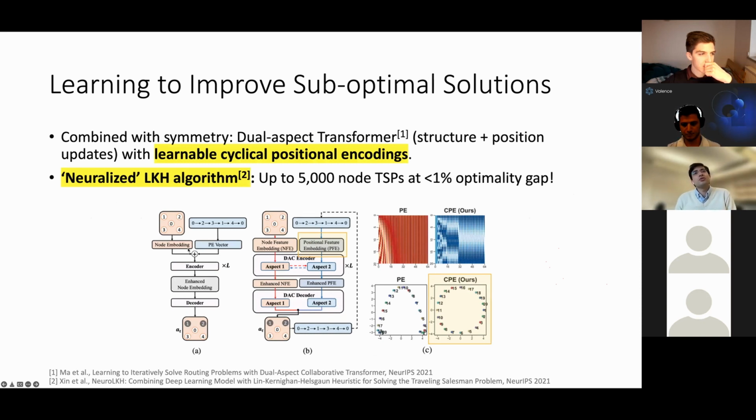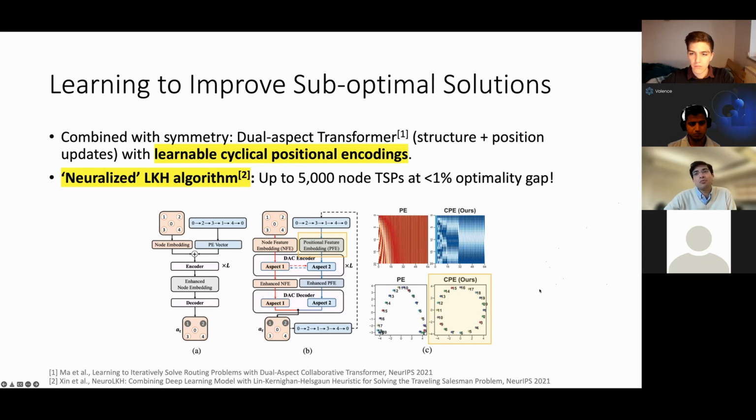So two works in particular were really interesting and presented at this year's NeurIPS. One was combining learning to search with symmetry. It was called Dual Aspect Transformer, and essentially they were using a transformer or GNN to update both the structural and positional encodings. And they also came up with this notion of cyclical positional encoding.